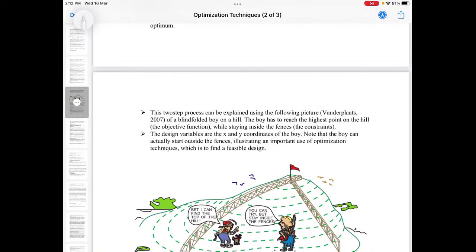The boy is asked to climb a hill, and the boy should not cross the limit. There are some limits or constraints which the boy should not cross, and this is shown by the fencing here.